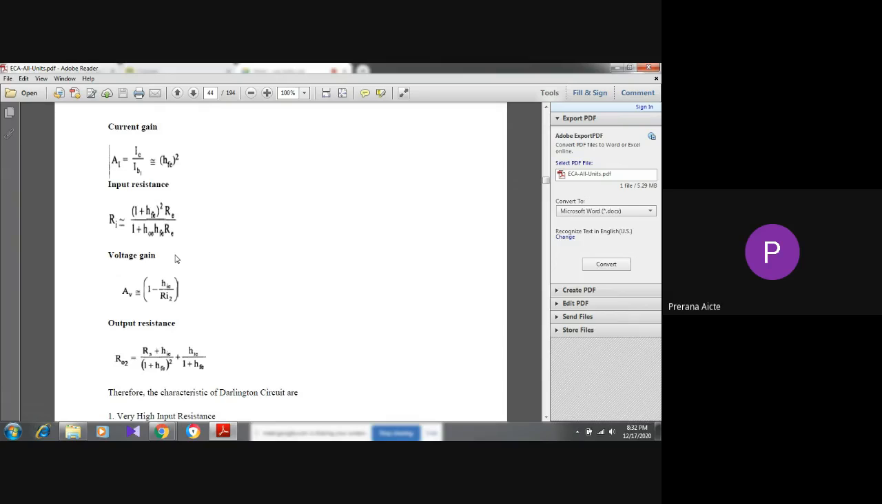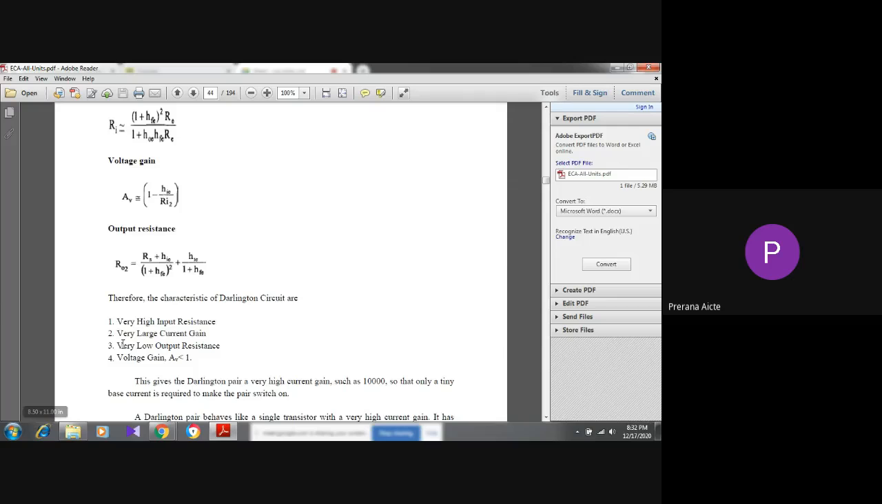Over. I will note down the formulas. Next, see the characteristics of Darlington circuit. 4 points: very high input resistance, very large current gain, very low output resistance, and voltage gain is less than 1. So these are also important points.